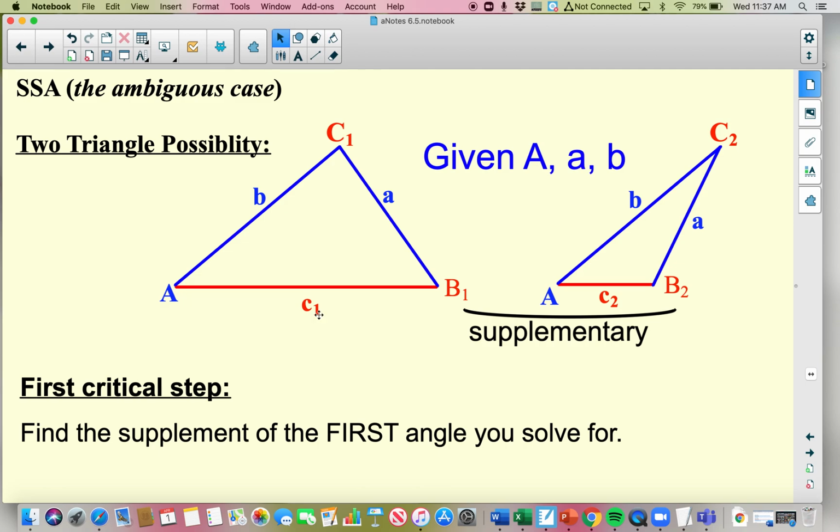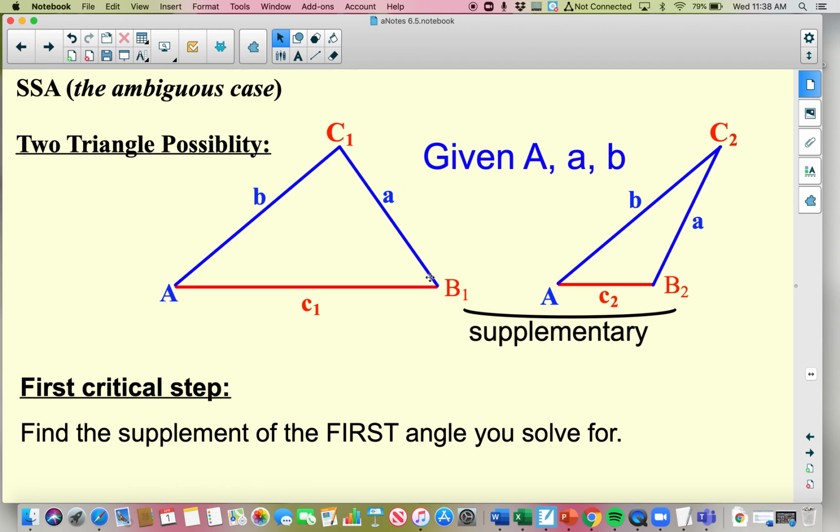Because notice this C and this C, C1 and C2, are different, and so are angle C and angle C on the two triangles. So that's why it's called the ambiguous case: if I only gave you side-side-angle, you could figure out one triangle. You have to make sure that you check for the second triangle.